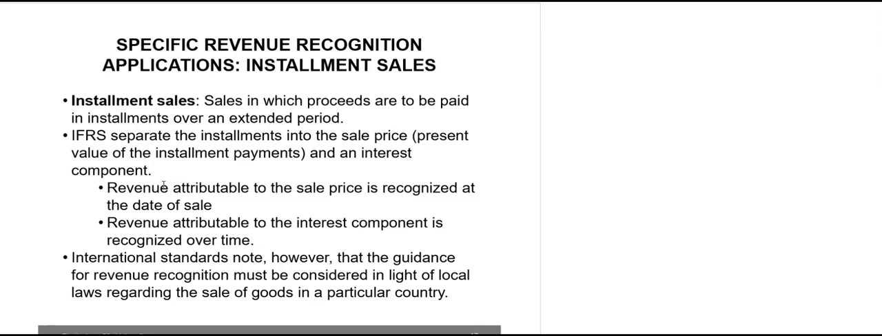The International Financial Reporting Standards note, however, that the guidance for revenue recognition must be considered in light of local laws regarding the sale of goods in a particular country. Under limited circumstances, recognition of revenue or profit may be required to be deferred for some installment sales. An example of such deferral arises for certain sales of real estate on an installment basis. Revenue recognition for sale of real estate varies depending on specific aspects of the sale transaction.